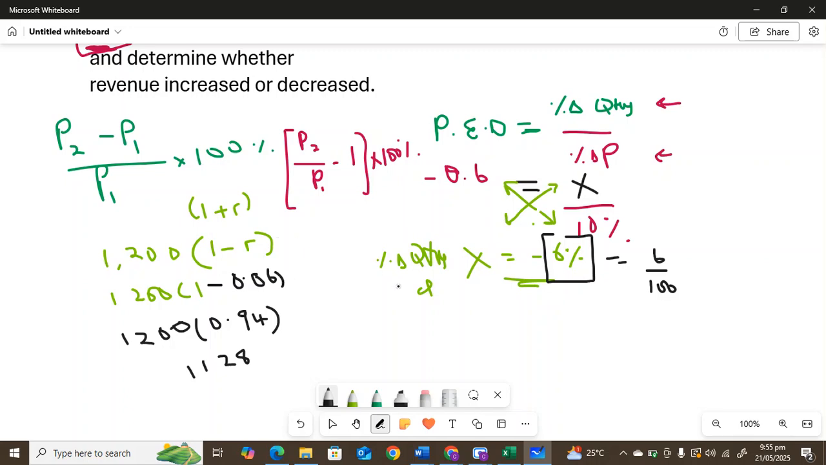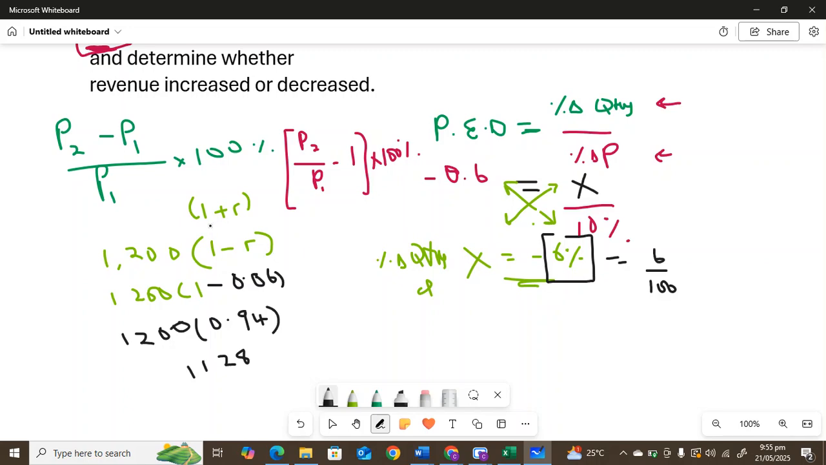No, no, no. If it was, for example, 11%, it would have been 0.11. The reason why we were doing minus R is because there's a percent decrease.